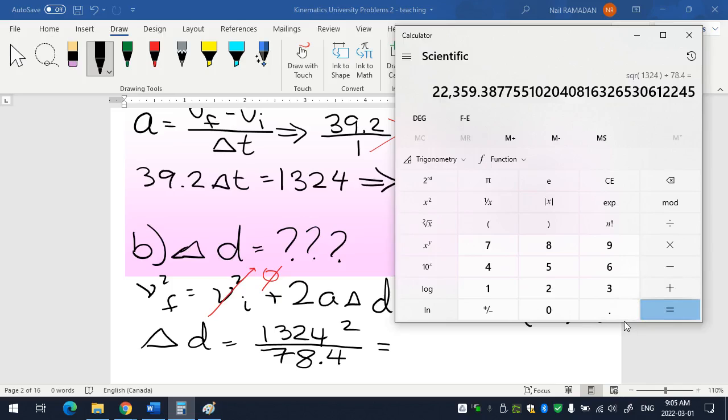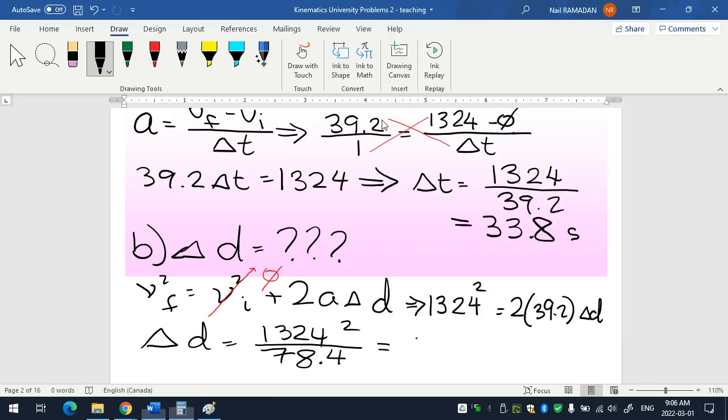Whoa. So 22,359. We're still looking for 3 sig figs. So we should cut it at the 3. What should it be? Obviously, you can just cut it at the 3 and make it 4 and just write 22400, or do it in scientific notation and then play with the sig fig. Either way, you'll get the same answer. So it is 22400 meters.